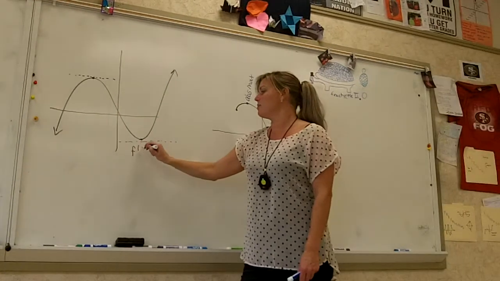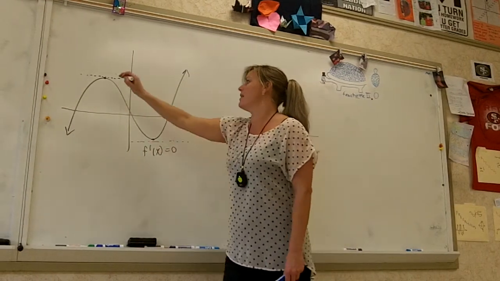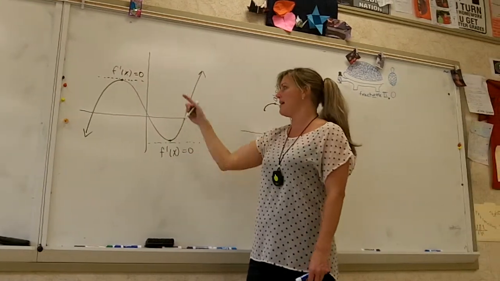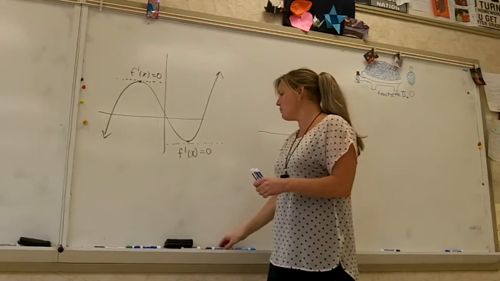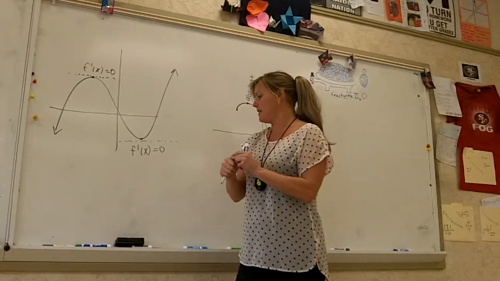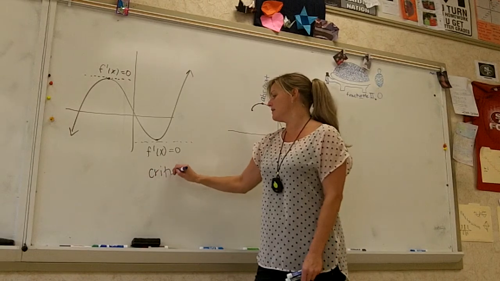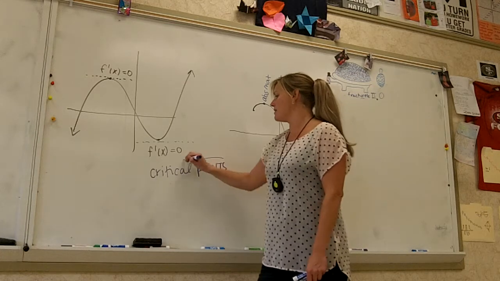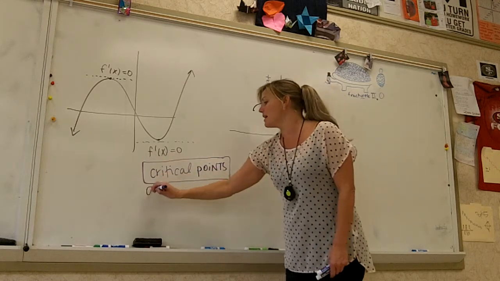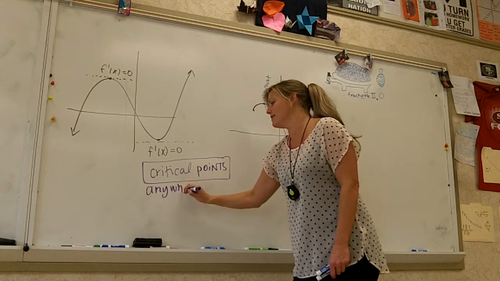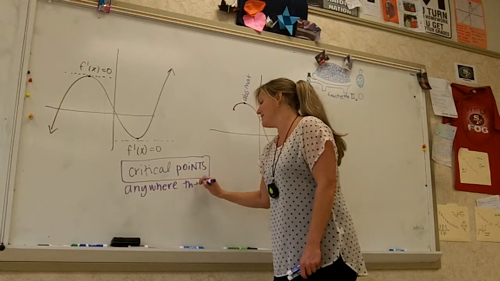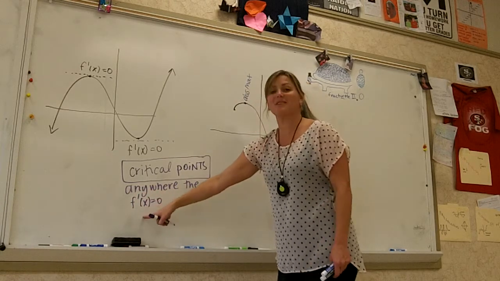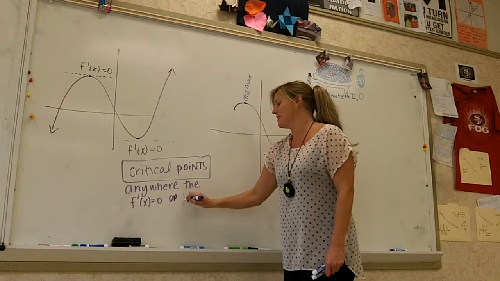The derivative will be equal to 0. So you can identify all of the maxes and minimums. And we have a new word that we're going to start talking about, and it's called critical points. We'll talk more about critical points in the coming section, but all that critical points are is anywhere where the first derivative is equal to 0 or undefined. Anywhere where the derivative is equal to 0 or does not exist.